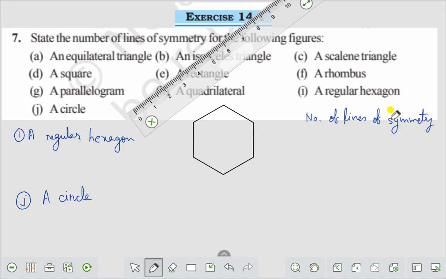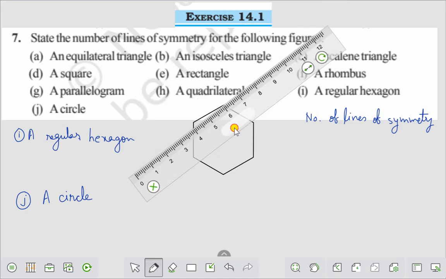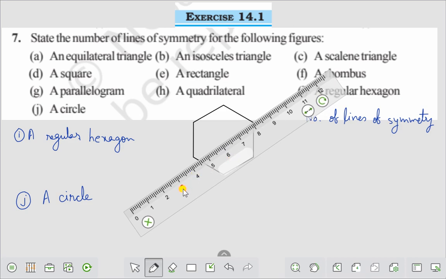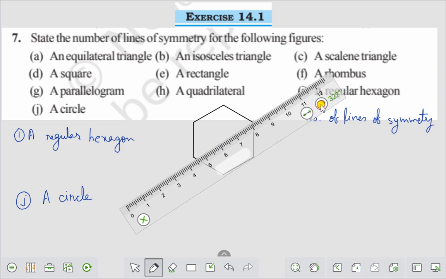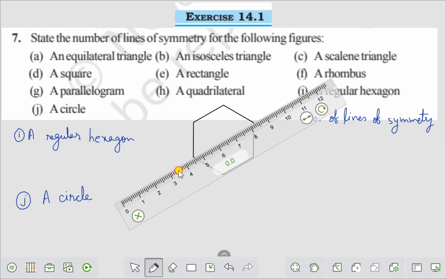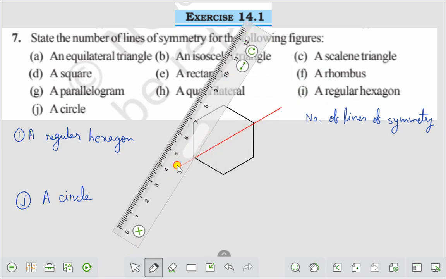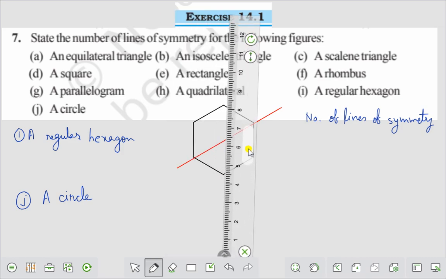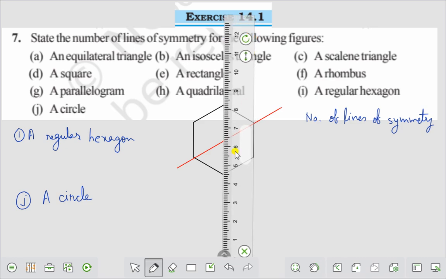If we draw the various lines, you see here we are taking this one like this. Take the corners. This is one line of symmetry, right? Next one, you take the corners first. This is 2, this one vertical line, this is vertical line 2.